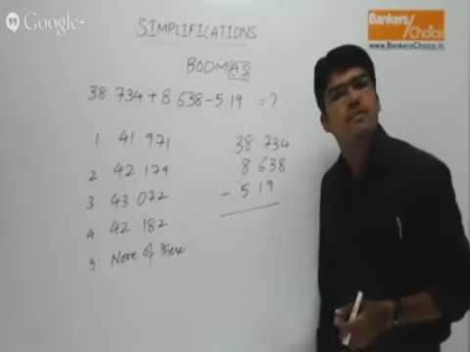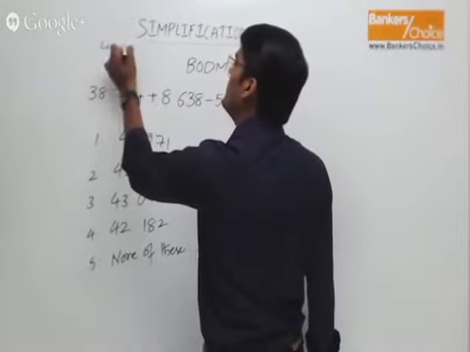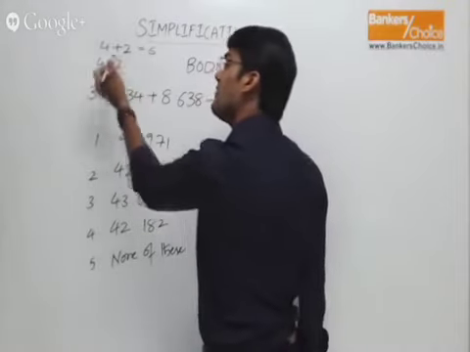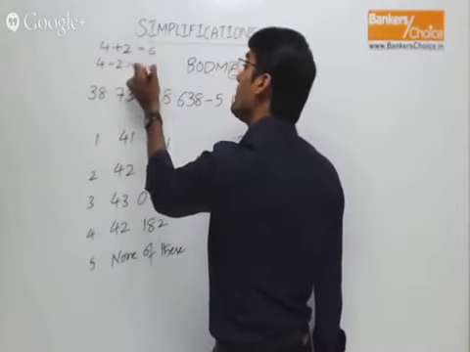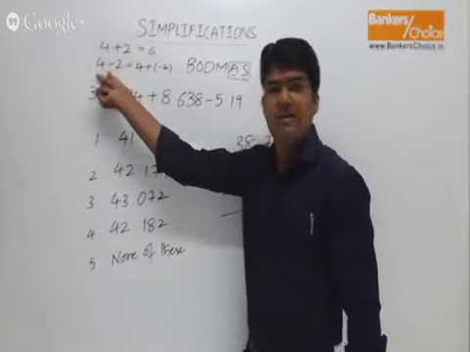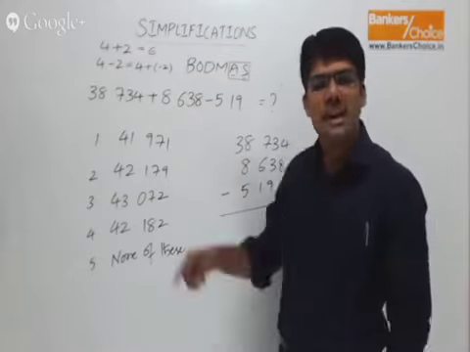Because subtraction is also a type of addition. For example, we say that 4 plus 2 is equal to 6. What is 4 minus 2? 4 minus 2 can also be taken as 4 plus of minus 2. Instead of saying that I am subtracting 2 from 4, we can say that I am adding minus 2 to 4. So in one way, subtraction is also a kind of addition.